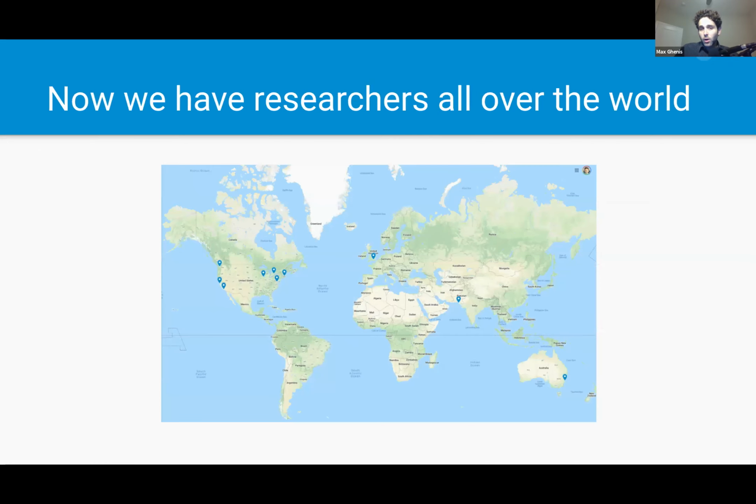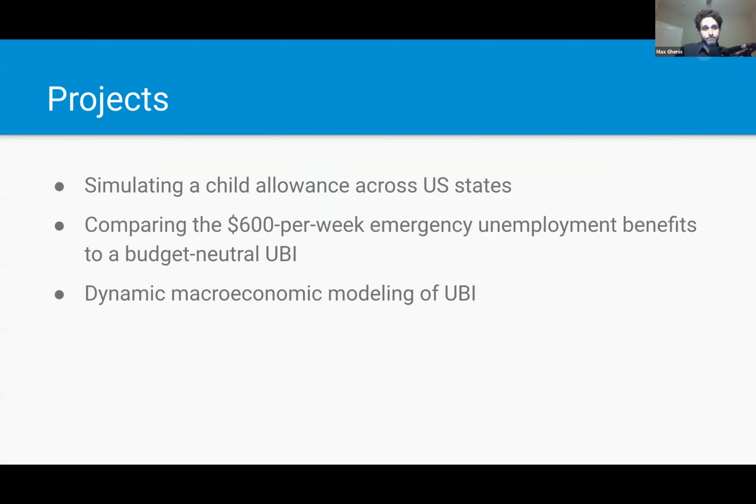Now we have researchers all over the world looking at UBI from a variety of angles in the US, Canada, Australia, the UK, and Pakistan. Obviously, open source enables this kind of collaboration, which has been really fruitful and exciting. A few of the projects I'll talk about today include simulating a child allowance across US states. So this is basically a UBI for kids, as well as comparing the $600 per week emergency unemployment benefits. This was part of the pandemic relief package in the US, to a budget neutral UBI. And finally, some dynamic macroeconomic modeling of UBI.